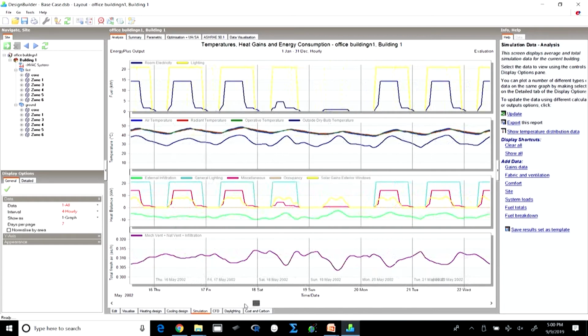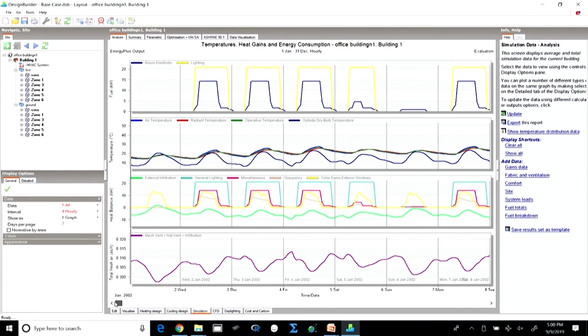We can see the same for extreme winter. Suppose we are looking at January, we see that infiltration is losing a lot of heat. The general lighting is again adding a lot of heat, and there is heat gain due to solar and miscellaneous. Also, the occupancy is adding heat to the interiors. So, we can actually see from where the heat is coming, from where the heat is going. We can also look at the air ventilation rates because of the natural ventilation plus infiltration, and this is the summary of this entire thing.